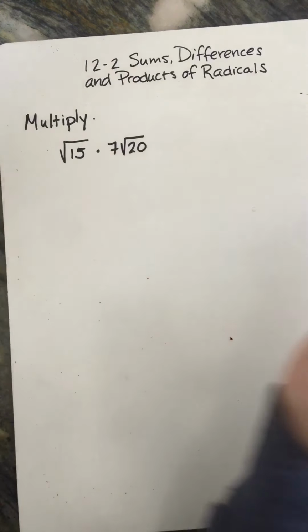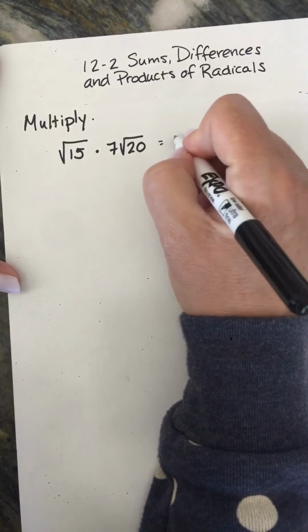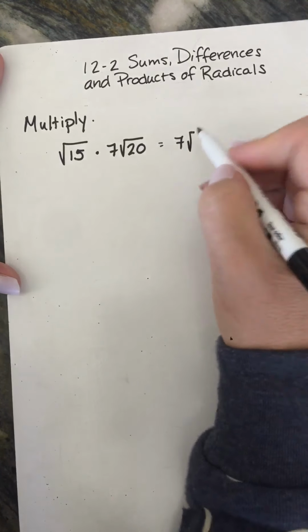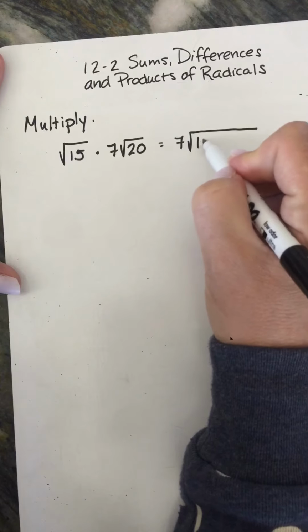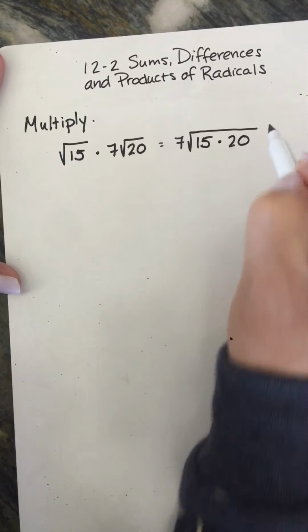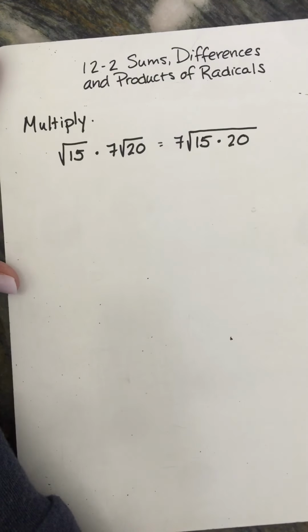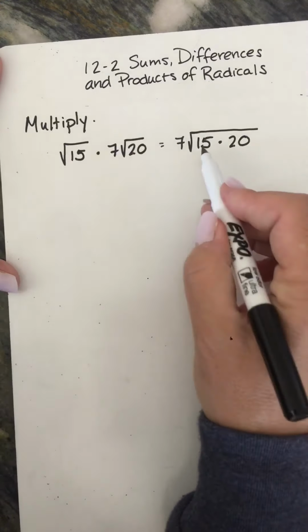All right, we can smush it all together, actually. We can write this as 7 times the square root of 15 times 20. I am not actually going to multiply 15 times 20. I think it will make the problem harder. But I am going to do the prime factorization of 15 and 20.